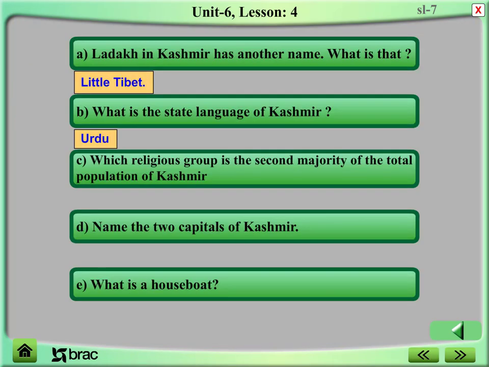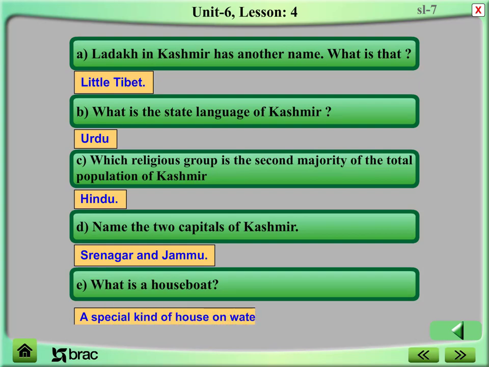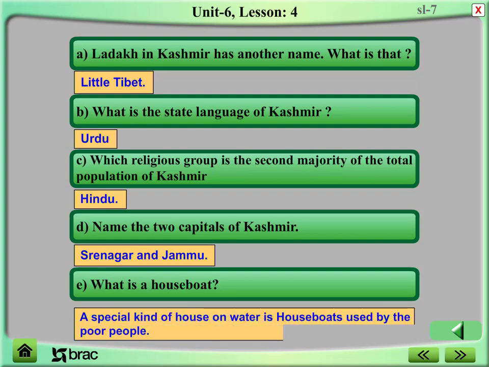Little Tibet, Urdu, Hindu, Srinagar and Jammu. A special kind of house on water is houseboats used by the poor people.